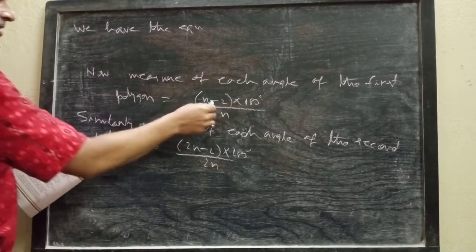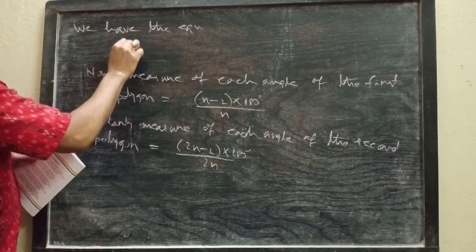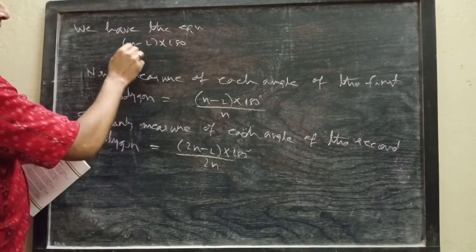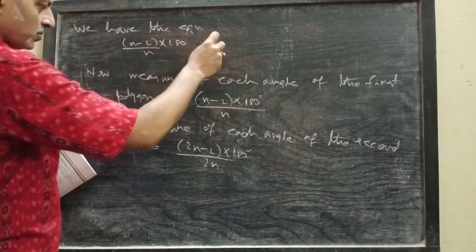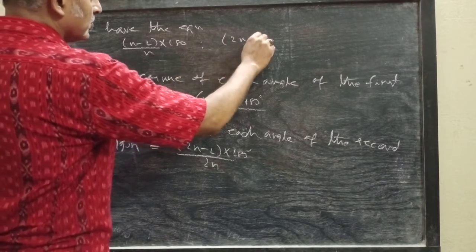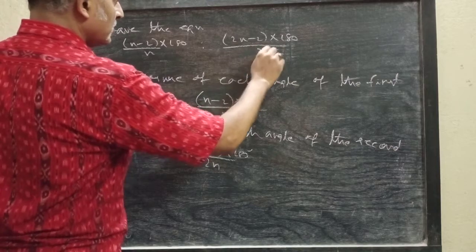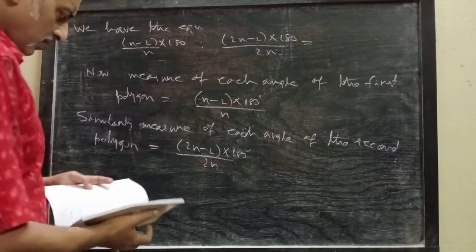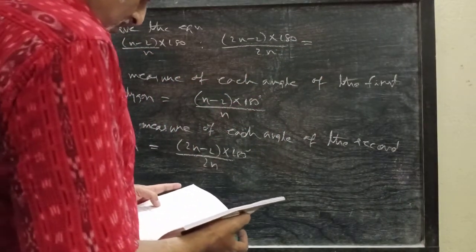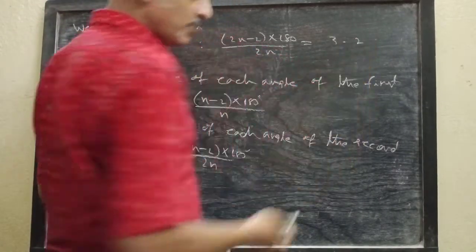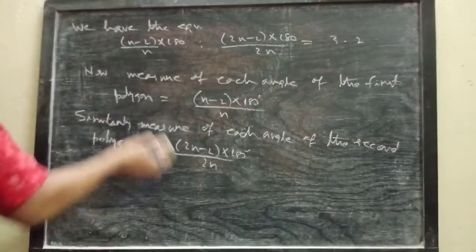We have the equation: this measure is (n minus 2) into 180 by n is to (12 minus 2) into 180 by 12. This ratio is 3 is to 2. Now you have to solve n from this equation.